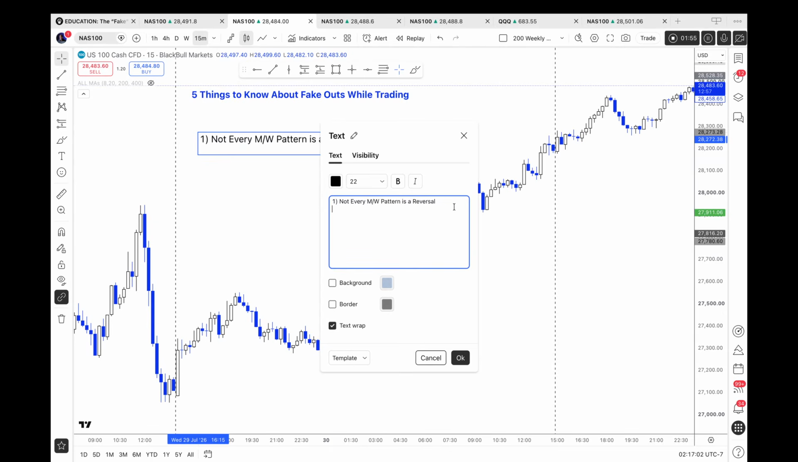And so that's going to lead into the second point here. But just know that not every M&W pattern is a reversal. And we're going to talk a little bit more on the chart about why this one was not a reversal. Okay. A little bit of what we have in the second idea here. Location is king. Okay, location is king when it comes to identifying reversal patterns.